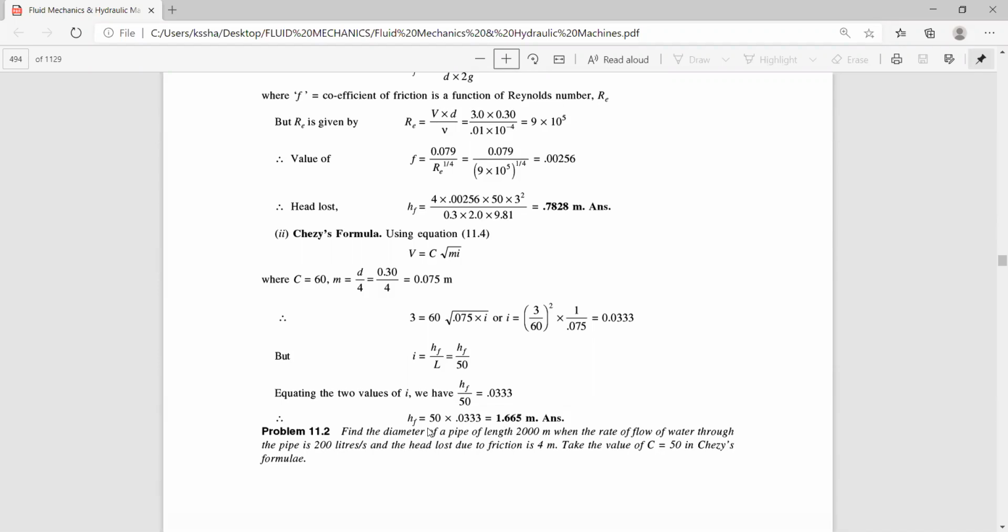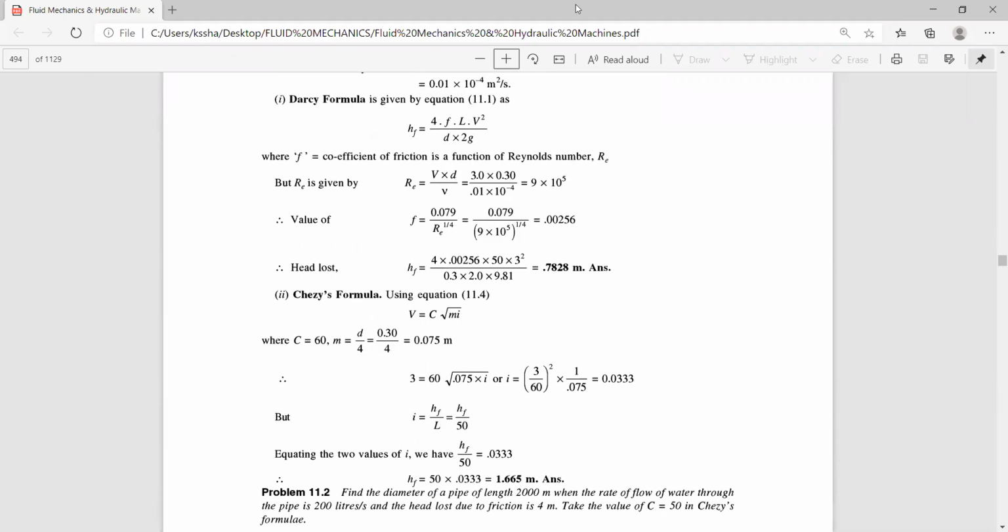So the final answer for loss of head due to friction is 1.665 meter. This is your loss of head due to friction. I hope it is clear to you. So shall we move to the next problem, or still you have any doubt in this problem?